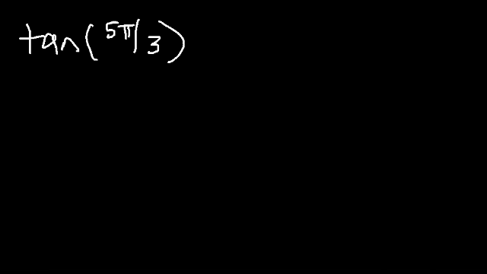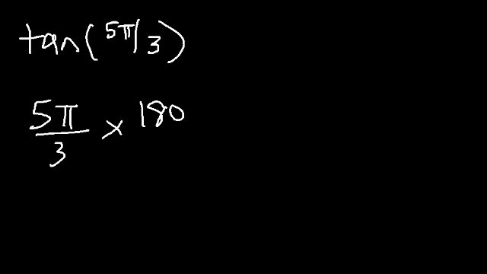Now, what about this one? What is tangent of 5 pi over 3? How can you evaluate this particular problem? So we have the angle in radians as opposed to degrees. So what you want to do is convert radians into degrees. To do that, take 5 pi over 3 and multiply by 180 over pi. You want the pi symbols to cancel.